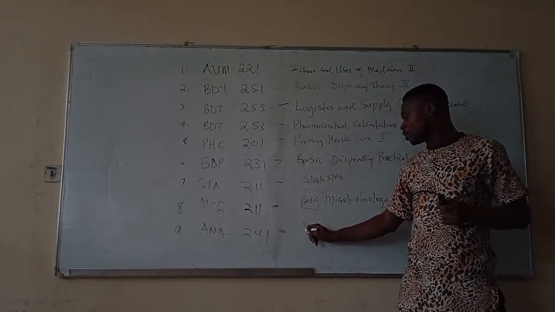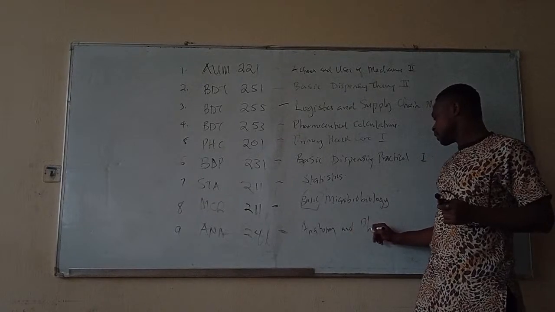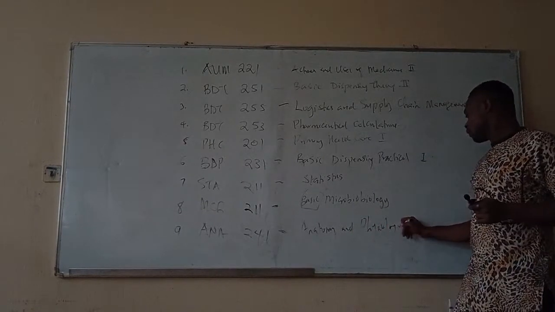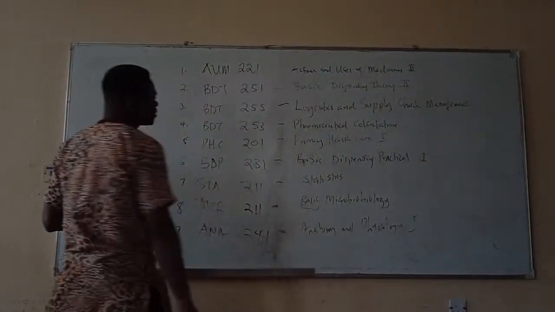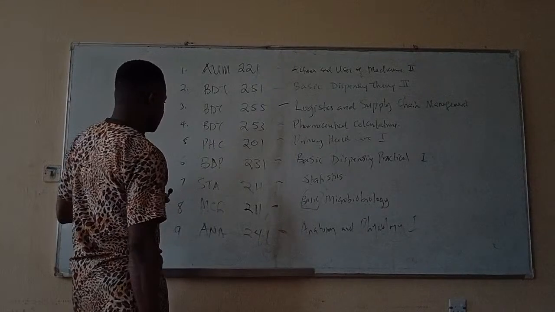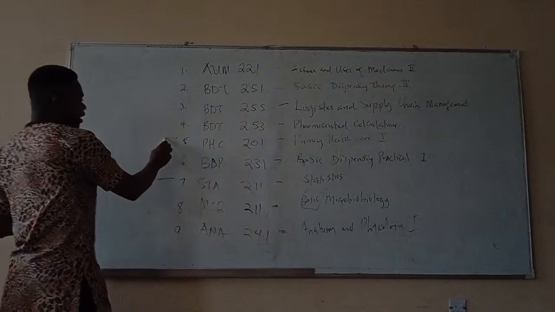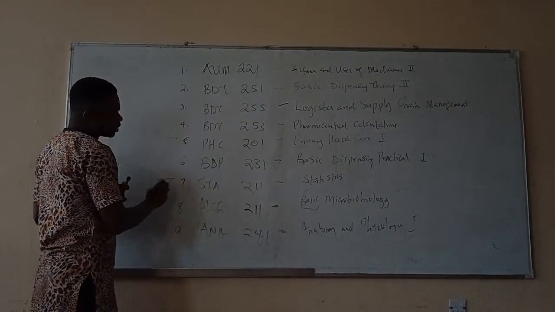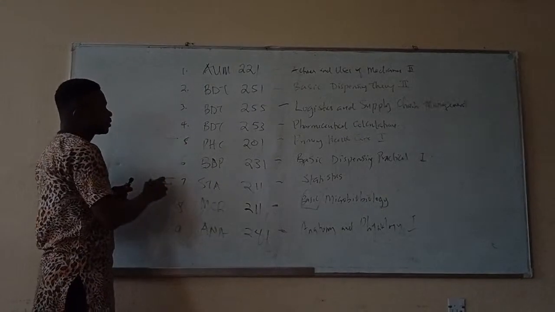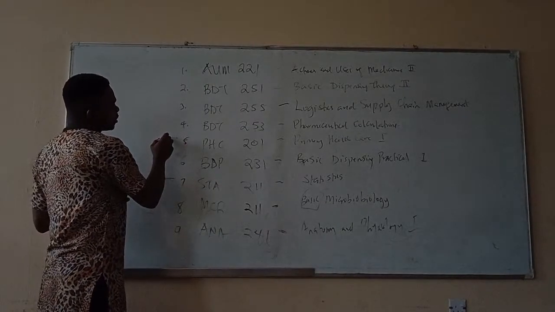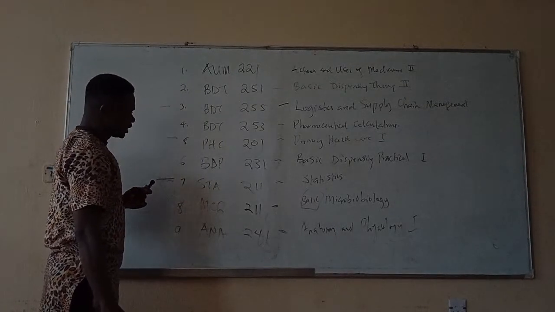This is anatomy, which you read for yesterday, right? Physiology 1. So these are the courses. All these things are 3 credit load except this one, this and this. Except primary health care and statistics, all of them are 3 credit units. The others are 3 credit units.